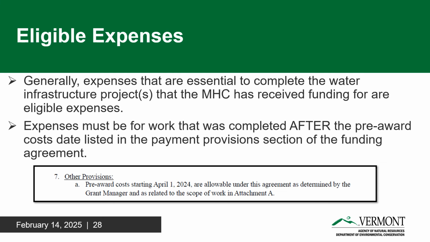First off, all expenses must be for work that occurred during the allowable period of your award. You can find the pre-award cost date listed in the payment provision section of your funding agreement. There is an example screenshot of what that section would look like in your funding agreement on this slide. Again, it would be in the payment provision section and the subtitle would be Other Provisions.